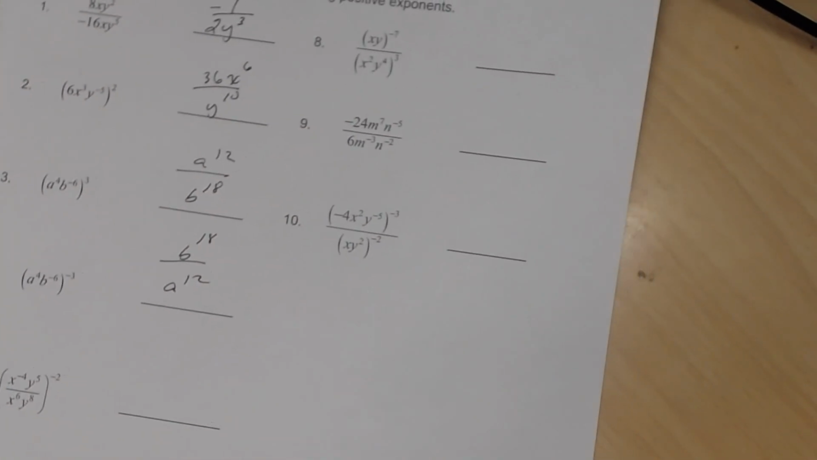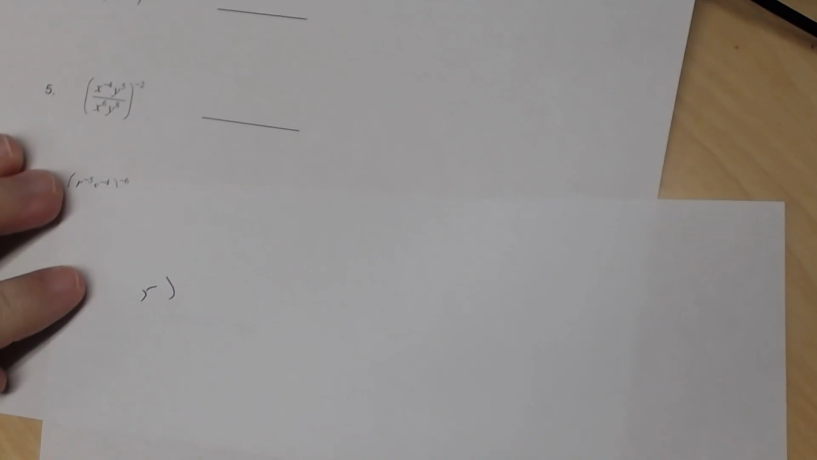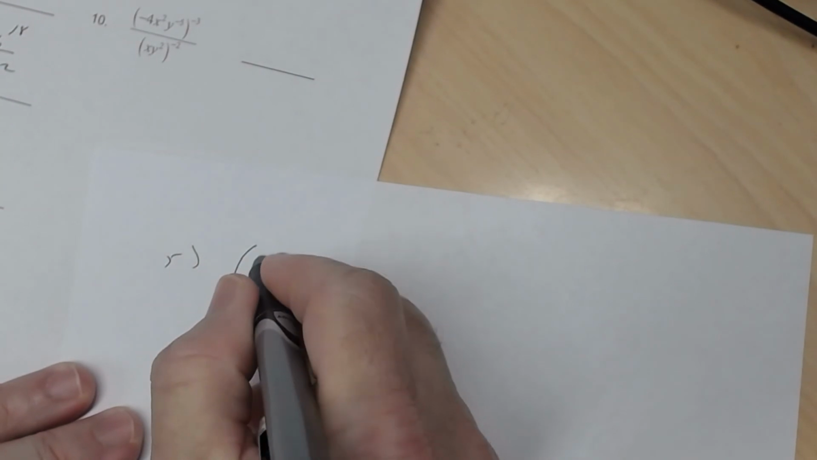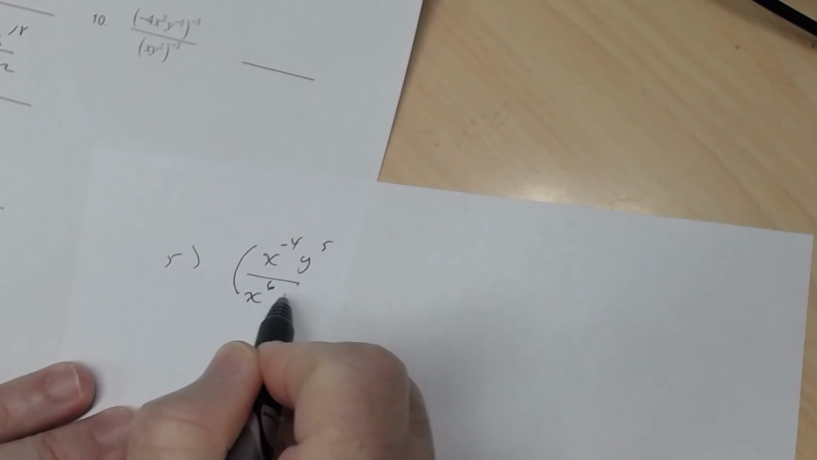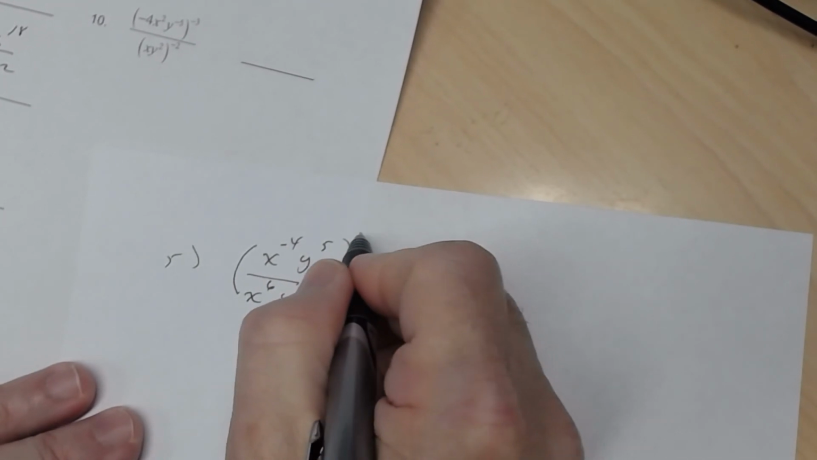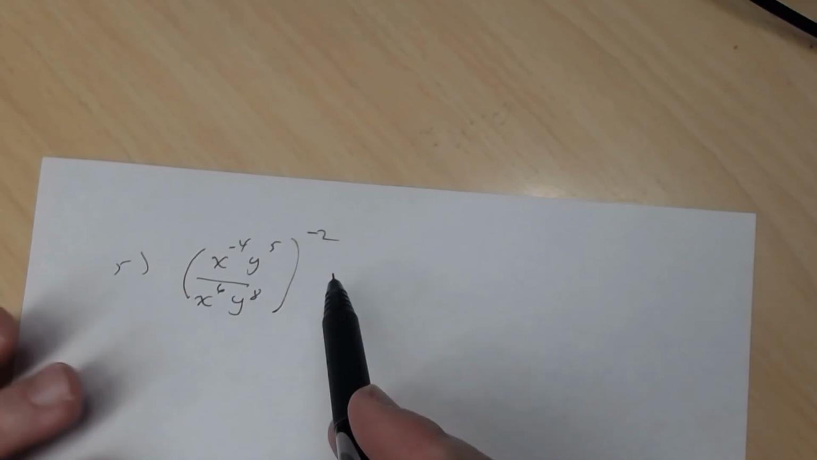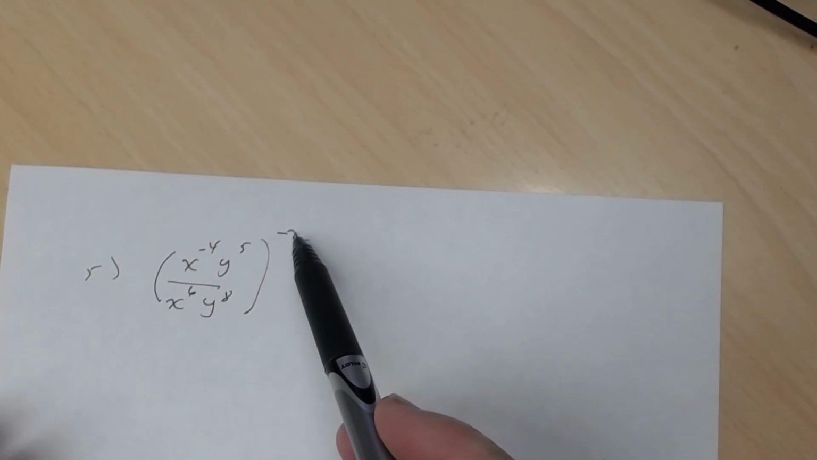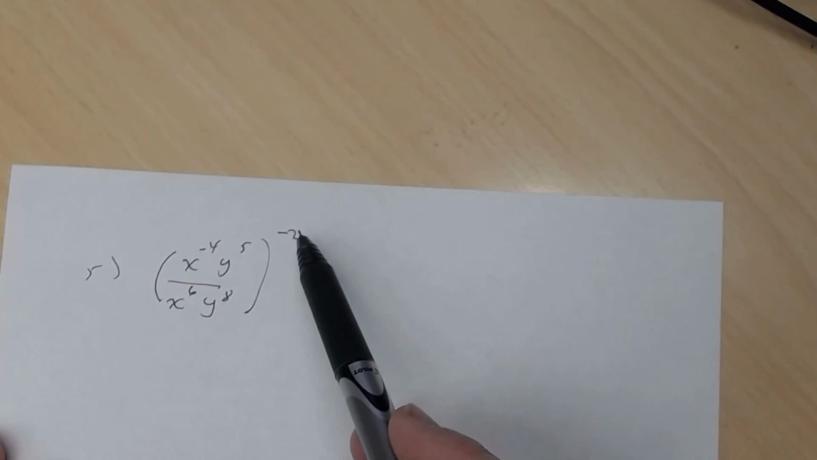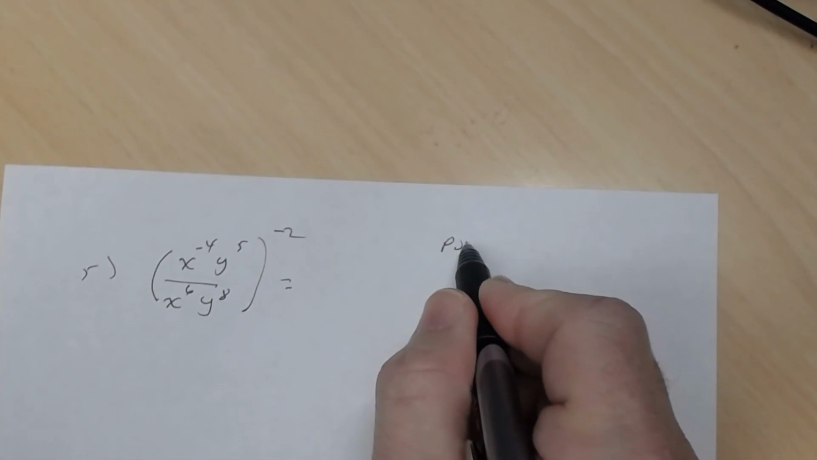Okay, number 5. You have x to the negative 4th, y to the 5th, divided by x to the 6th, y to the 8th, all raised to the negative 2nd power. Now you can do this in a couple of ways. The path you take can start in 2 different ways. So let's just do this path first. If you notice, this is a quotient right here. So I'm taking the power of a quotient this time.